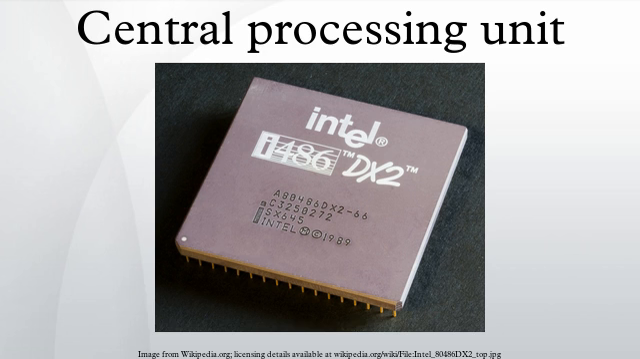This flag could then be used by a later jump instruction to determine program flow. After the execution of the instruction and write-back of the resulting data, the entire process repeats, with the next instruction cycle normally fetching the next in-sequence instruction because of the incremented value in the program counter. If the completed instruction was a jump, the program counter will be modified to contain the address of the instruction that was jumped to, and program execution continues normally.